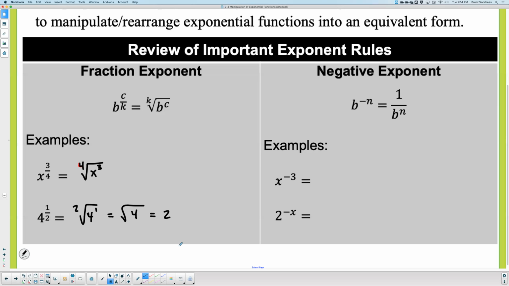And our last one here, a negative exponent. A negative exponent, how you can get rid of that is by taking the reciprocal of the base. So one thing that might be helpful is you could add like a division of 1. So what happens is your base gets flipped.